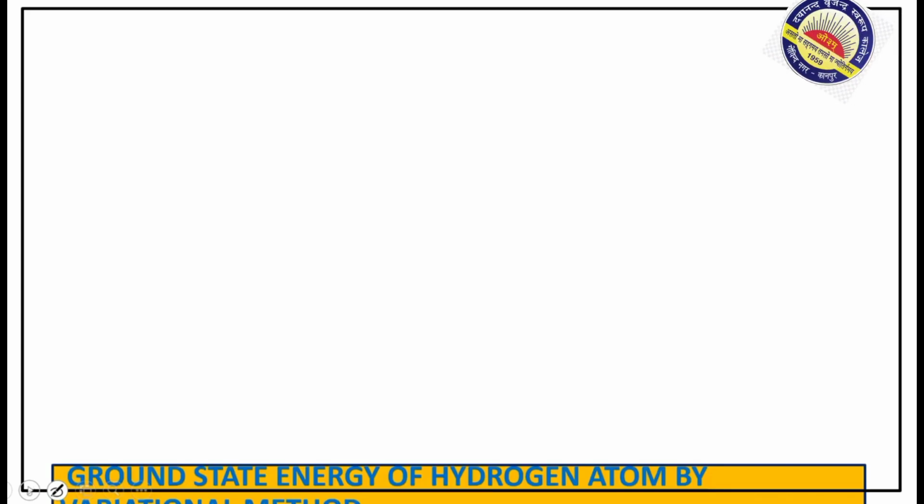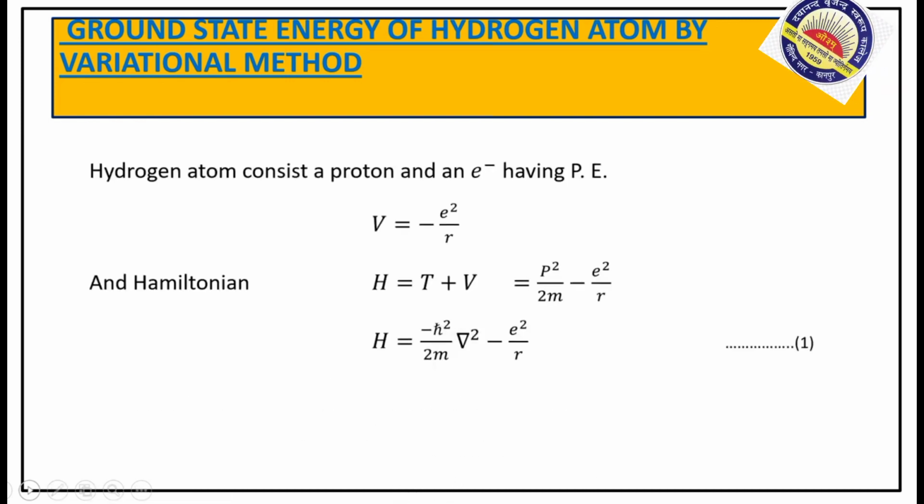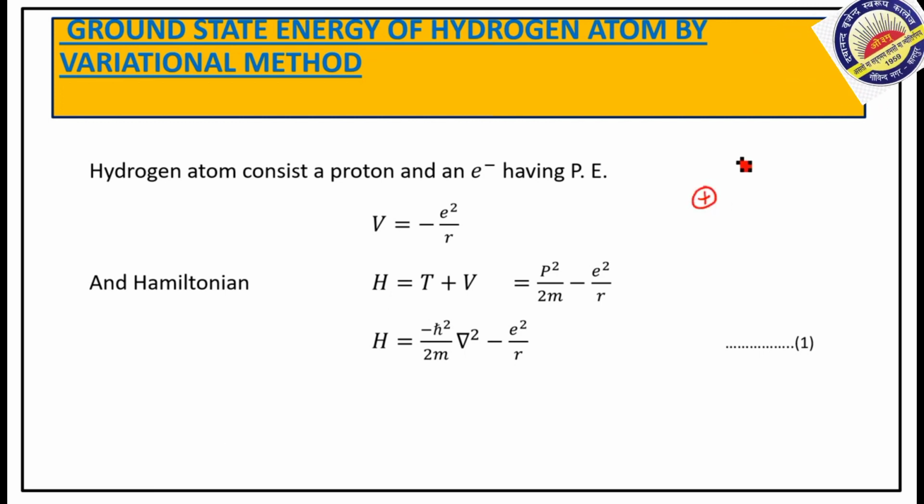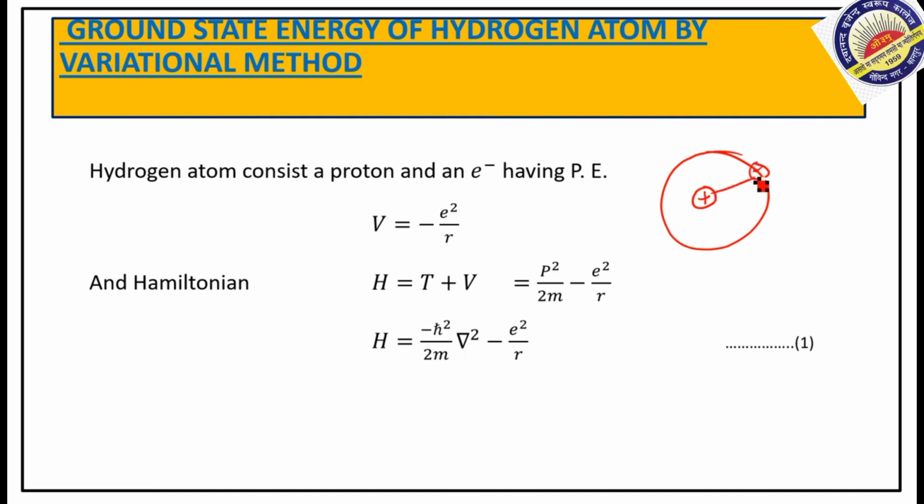Today, my video lecture is on the ground state energy of the hydrogen atom with the help of the variational method. The hydrogen atom consists of a proton and an electron having potential energy minus e squared upon r. This is the nucleus, the proton, and this is the electron. The separation between them is r.